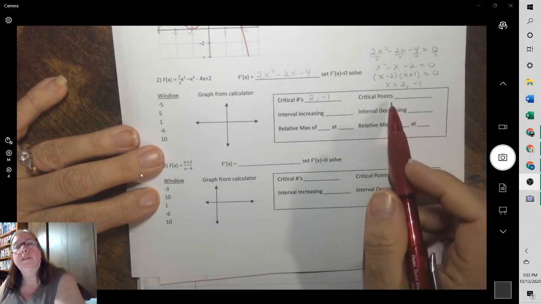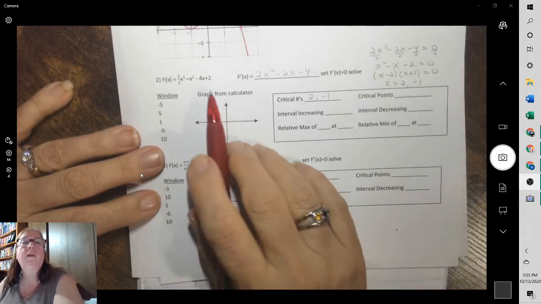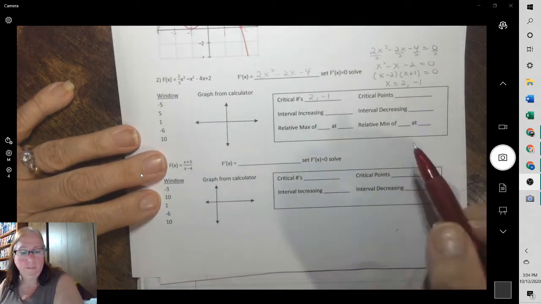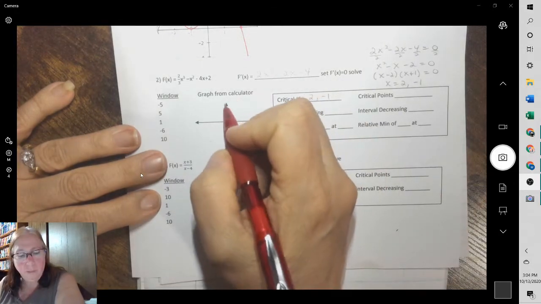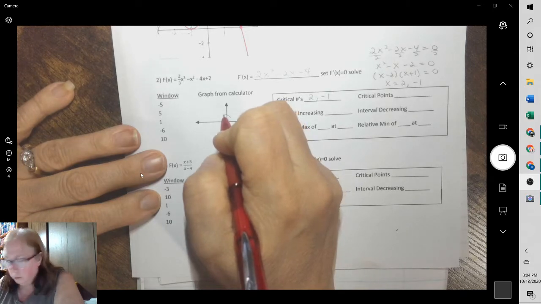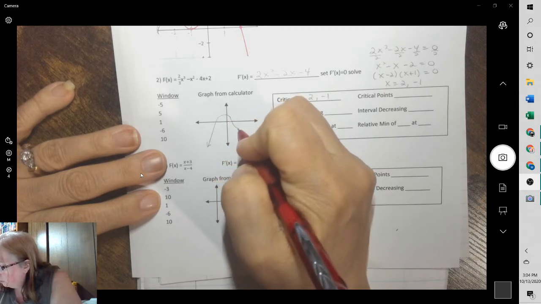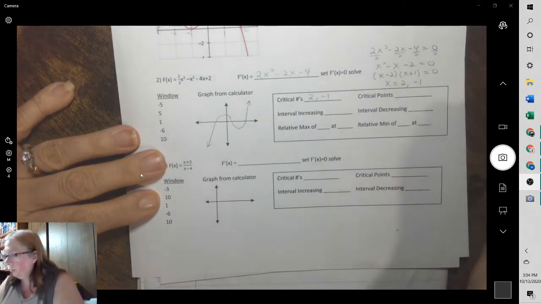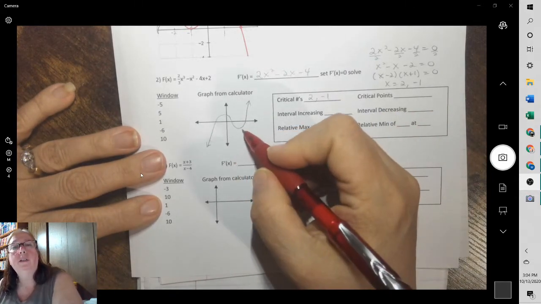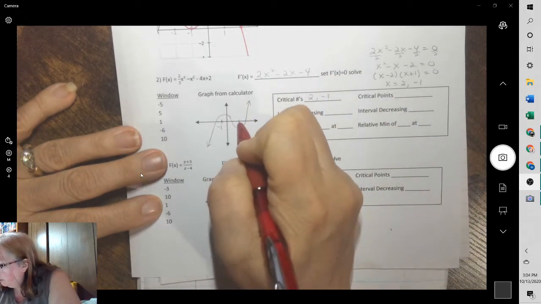To find the points, I'm going to graph it first so then I can just use the computer to find the points. So you want to plug this in y equals, use this window and graph it. And you should get something that looks like that. We know this high and this low are at these two critical numbers. So it's at -1 and 2.